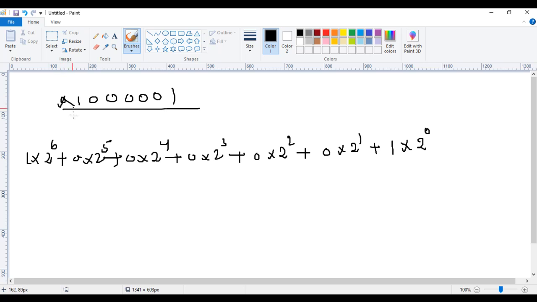Leftmost 0, as I told you, you can discard. Zeros before the leftmost 1, you can discard. They have no importance.